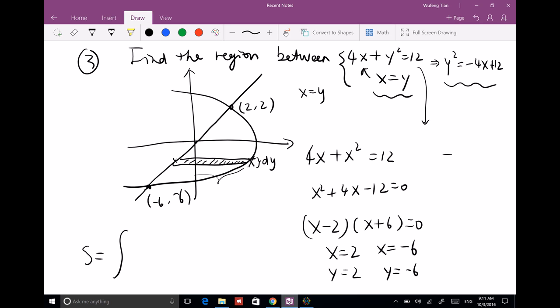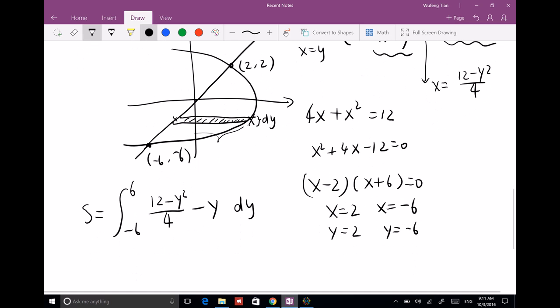From here, solve x equals 12 minus y squared over 4. So it's 12 minus y squared over 4 minus y, from negative 6 to positive 6, dy. Okay, so that's how you solve this one. You see, just from negative 6 to positive 2, you add all the small rectangles together. It's going to be the area. The final answer is going to be 64 over 3.